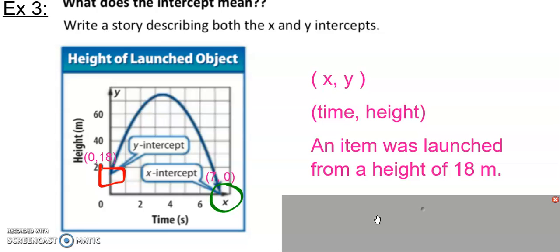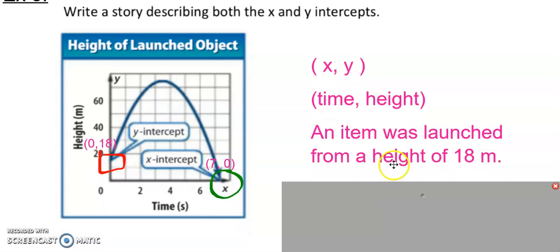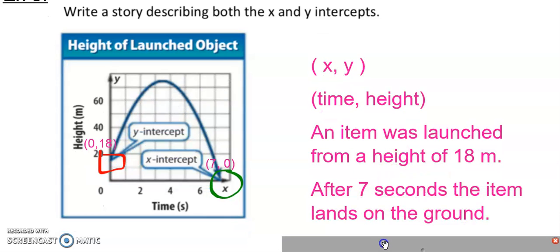That's where it started. Then we have the x-intercept 7, 0. That means the time is 7 seconds and the height is 0. So that tells me that after 7 seconds, the item lands on the ground. Pause the video and get this example down in your notes.